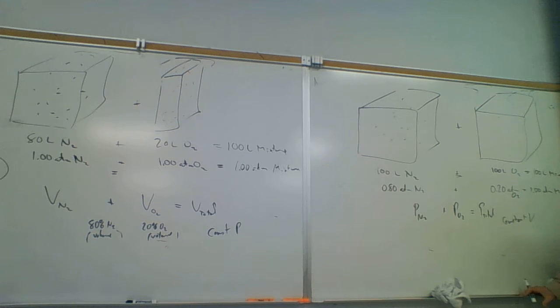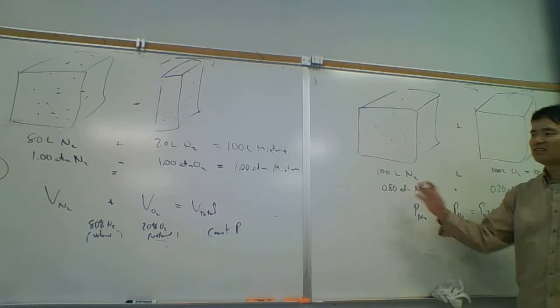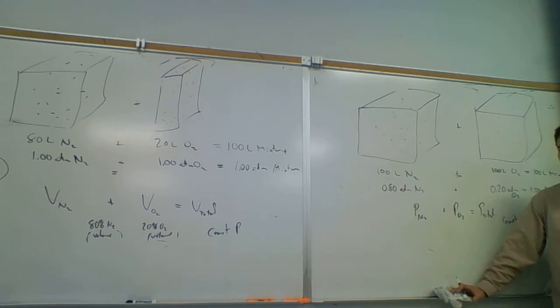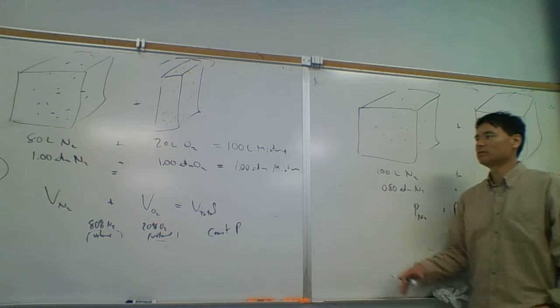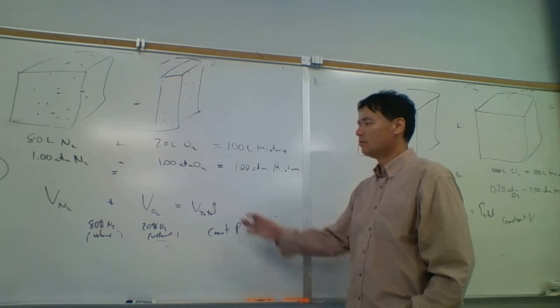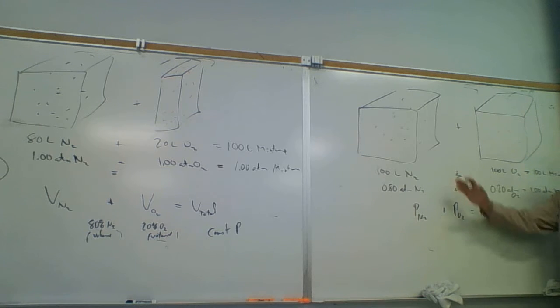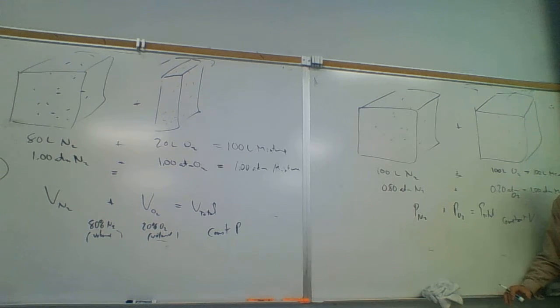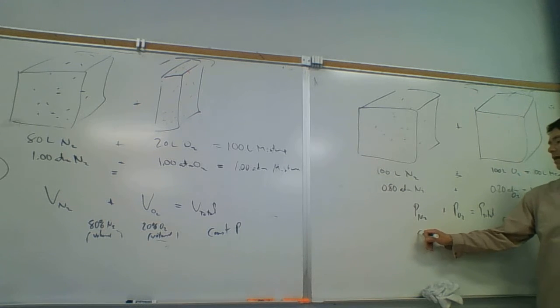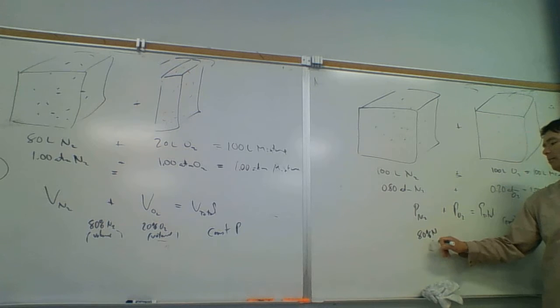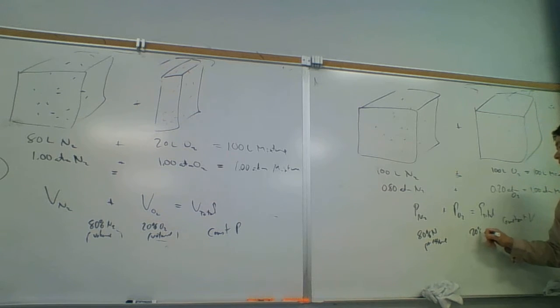This is Dalton's. Avogadro's and Dalton's cannot be simultaneously true. It's one or the other. Either everything has a pressure of 1 atmosphere in this case, and then the volumes will differ, or everything has a volume of 100 liters and the pressure is different. And so this is going to be 80% nitrogen by pressure, by atmosphere, and 20% oxygen by pressure.